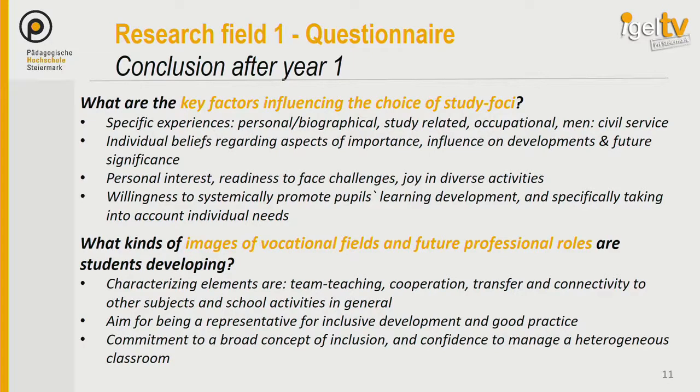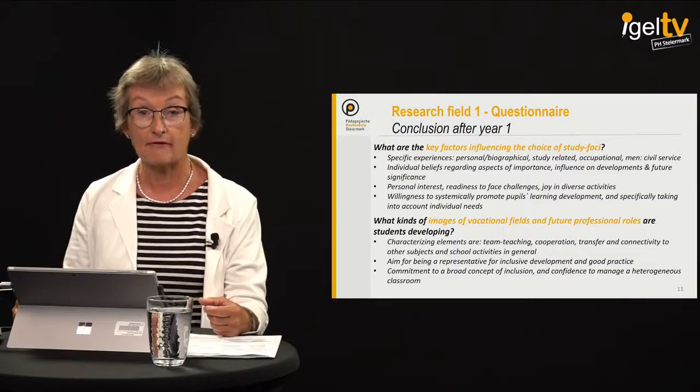First, the first question aimed to answer the key factors that influence the choice of the study focus. And looking specifically at students who chose the focus for inclusive education, we saw that there were some specific experiences that were influential, like personal or biographical data. Quite a few of our students who chose the focus on inclusive education do have a person with disability among their relatives or in the family, or they know someone with a disability. So this would be personal, biographical.